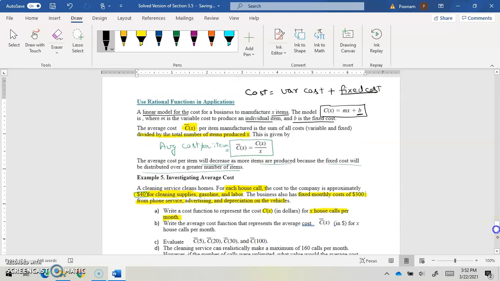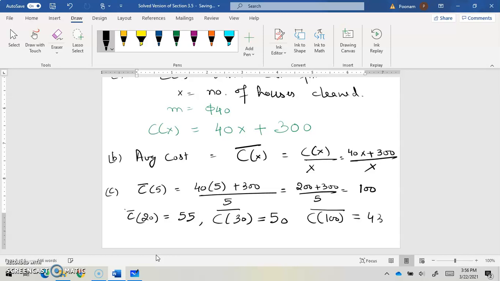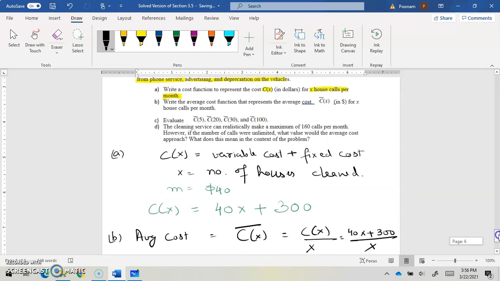Let's find the average cost of 20 houses. Similarly, you can find this. Using 20 in place of X in the same formula, you can calculate this. This would come to be 55. On the same terms, if you calculate the average cost of cleaning 30 houses, this would come to be 50, and the average cost of 100 houses will come to be 43. So you see what's happening here: as you are increasing the number of houses, the average cost of cleaning per house is going down. That is what we define the average cost per house to be.